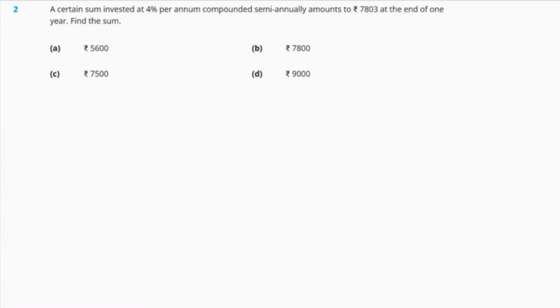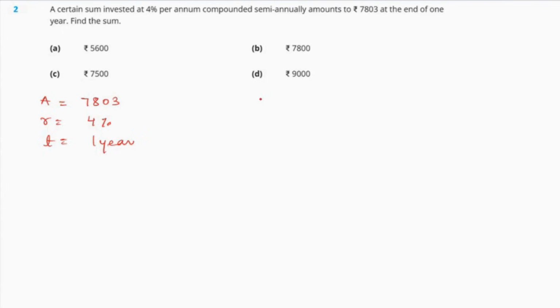Now the next question. The next question says a certain sum invested at 4% per annum compounded semi-annually amounts to 7,803 at the end of the first year. Find the sum. So here the amount is given to us, 7,803. The rate is given to us, which is 4%, and the time is given to us, which is 1 year. According to the question, the amount is compounded semi-annually. Semi-annually means we are supposed to divide the rate by 2 and we are supposed to multiply the time by 2.